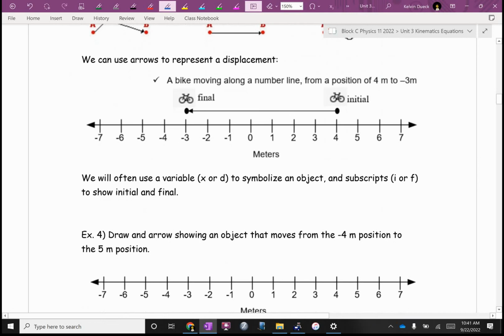We can use arrows to represent a displacement. For example, a bike moving along a number line from a position of +4 to a position of -3, the fact that the arrowhead is on the left-hand side tells you that's where we ended up. And in fact, we'll often use a variable, x maybe, or d, I'll usually use d, to symbolize an object. And the big one is we'll use subscripts, i or f, to show initial, starting, or final, ending. So you'll often see me do that and do that.